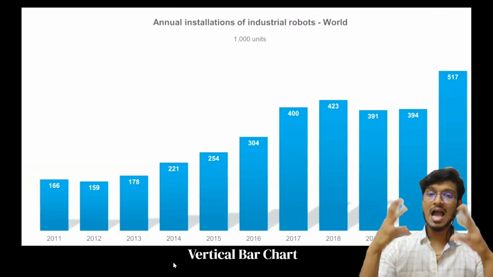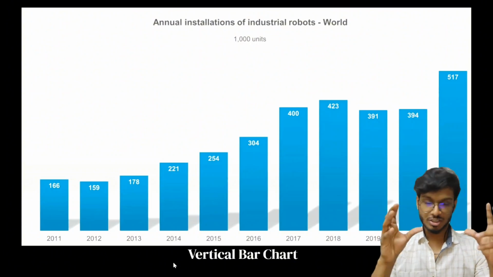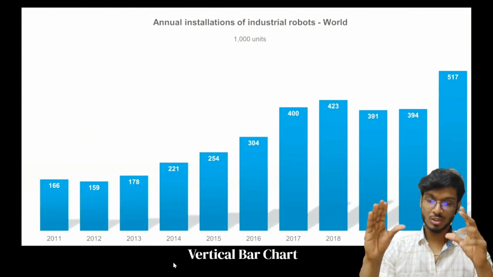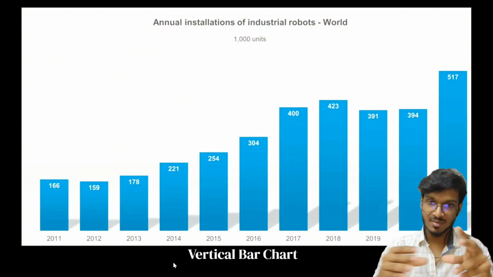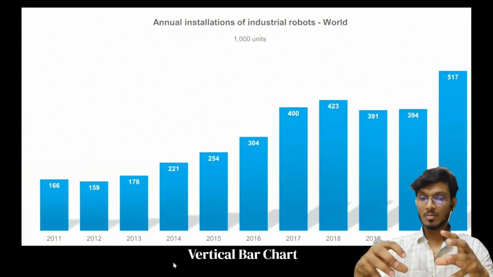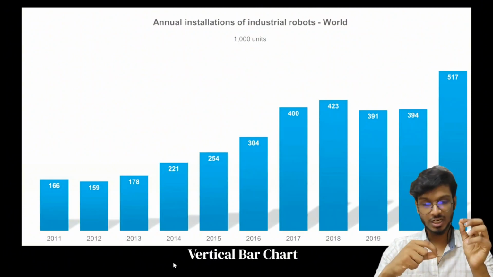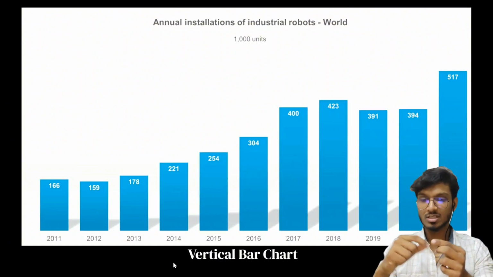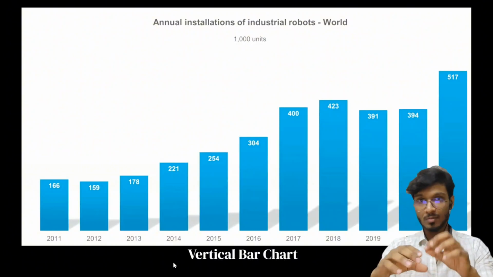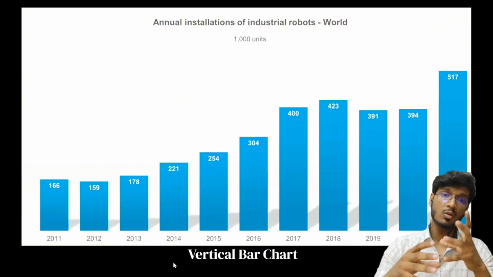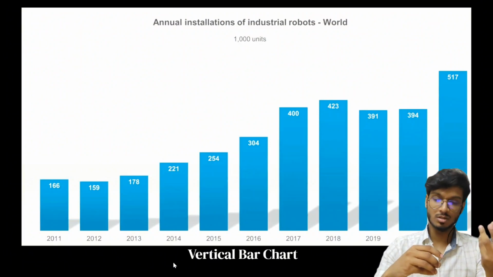So next, coming to the annual installations of World Industrial Robotics. What are industrial robots? Industrial robots are the robots which are used in the manufacturing process and also in assembly lines to make something which cannot be done by humans. For example, precision cutting, like CNC. What is CNC? Computer numerical control. These kinds of cuttings cannot be done by humans on their own, so we require the help of robots. Such robots are called industrial robots.